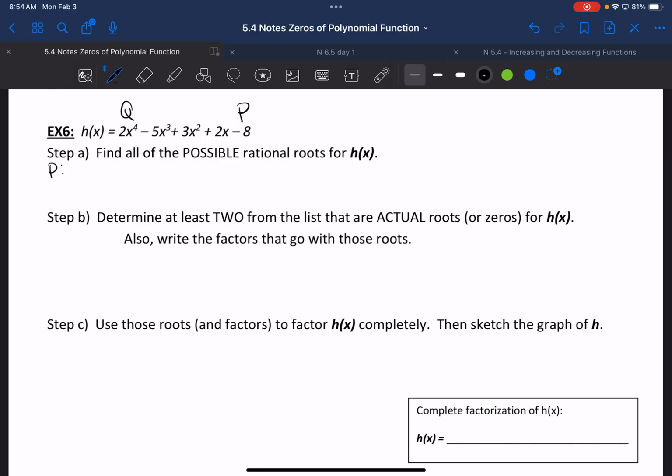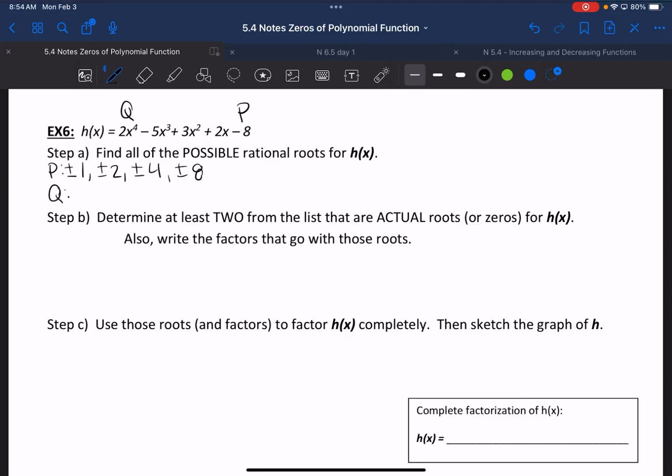So we're going to just put plus minus on all of them because we don't know, right? We don't know which one would be positive and which one would be negative. So plus or minus 1, plus or minus 2, plus or minus 4, and plus or minus 8 is all the ones you listed for me, right? Okay, let's do the same thing for Q.